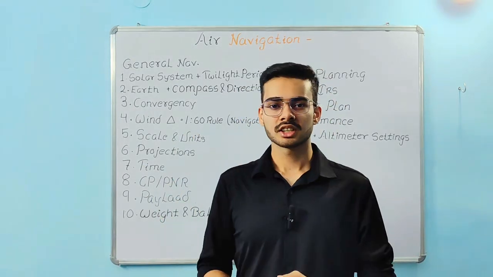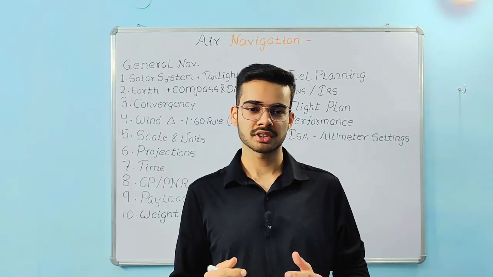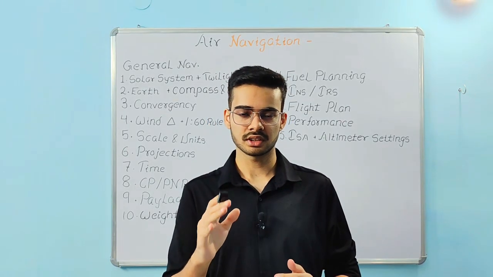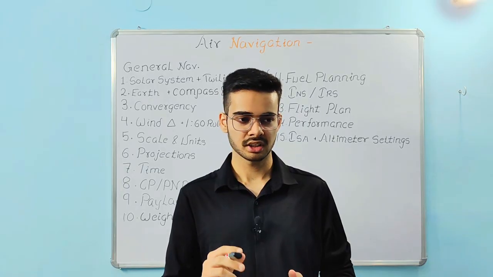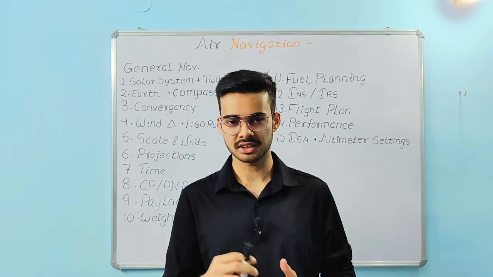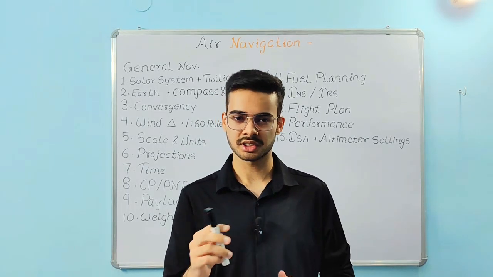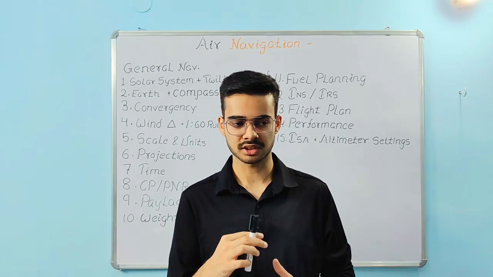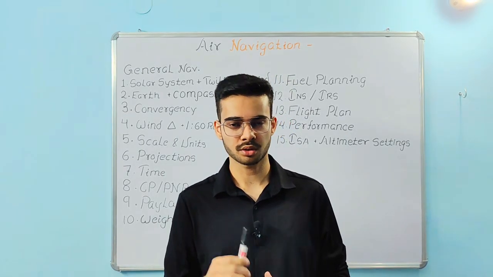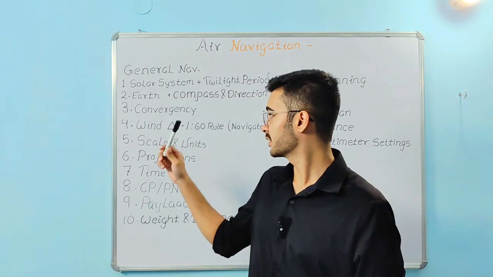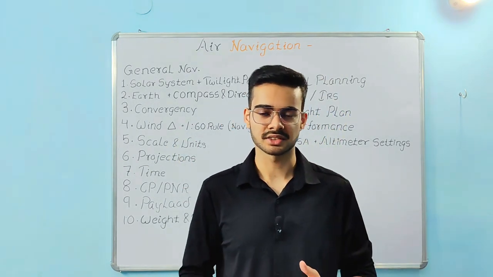In the compass and direction part, we are going to see what are the different kinds of directions we are going to have, like not north, east, west, south, but something like true north, magnetic north, compass north. What is the difference between the three? What is deviation? What is variation? How to calculate all of this? All of this will be seen in very detail in compass and directions.